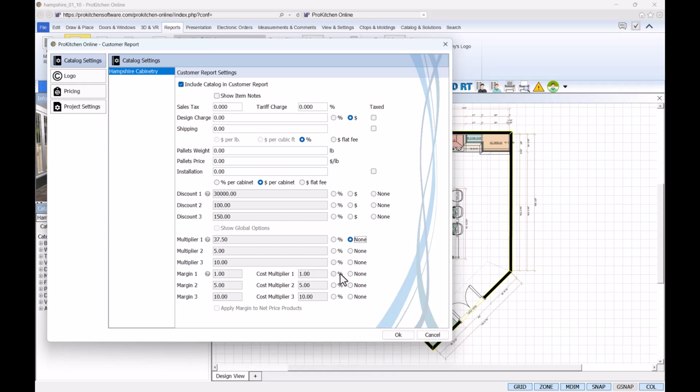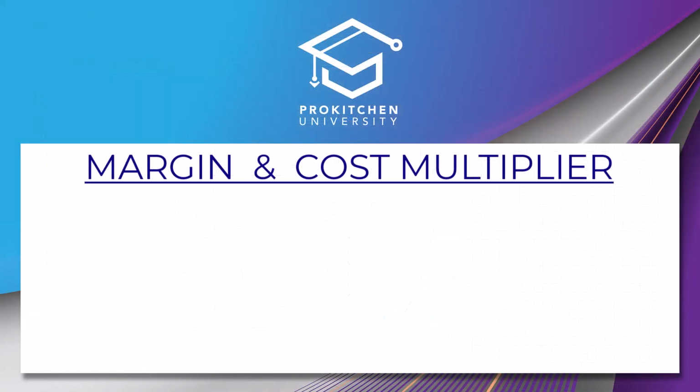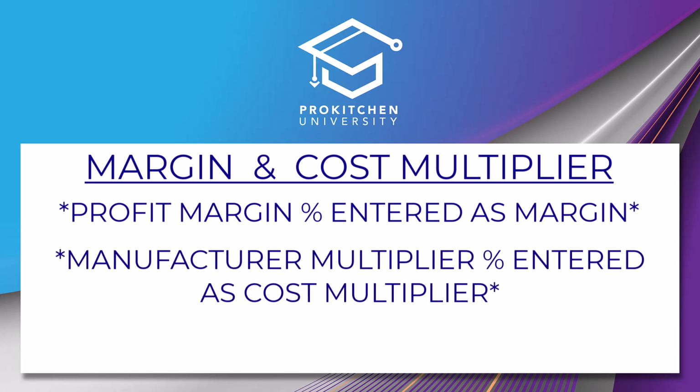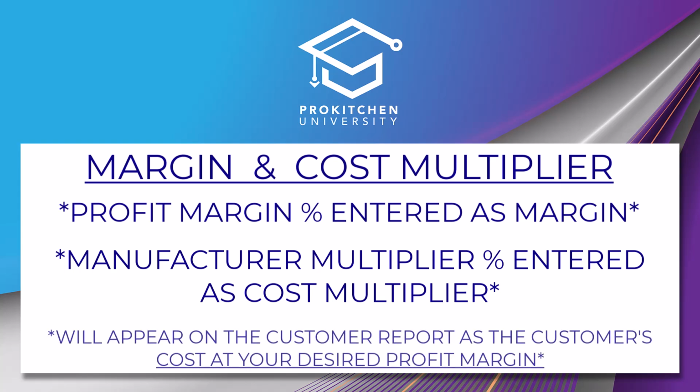The last pricing option has two fields, margin and cost multiplier. This will provide you the customer quote derived from your desired profit margin based upon the manufacturer cost multiplier. In the margin field, you will enter your desired profit margin, and the manufacturer multiplier will be entered as a percentage value in the cost multiplier field. This will appear on the customer report as the customer's cost charged by you, this time based on your desired profit margin and the manufacturer cost multiplier.